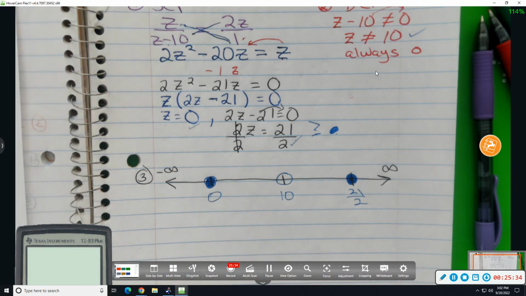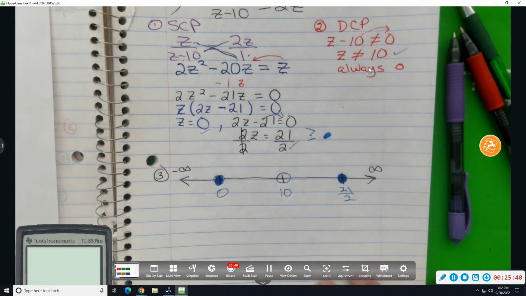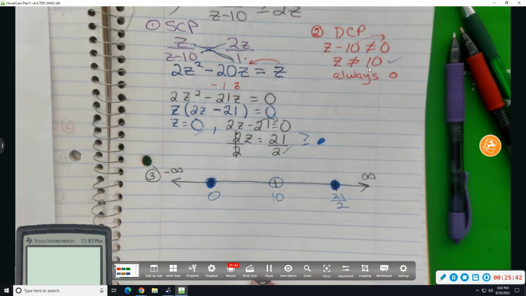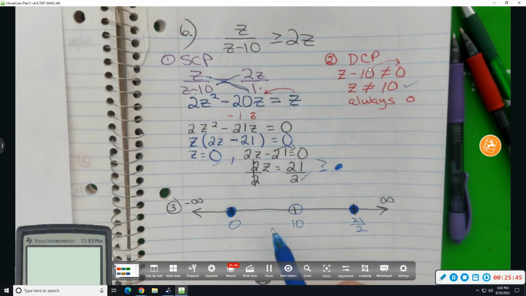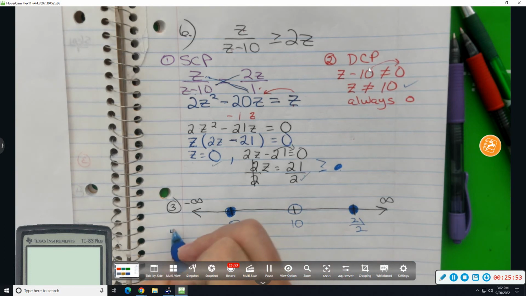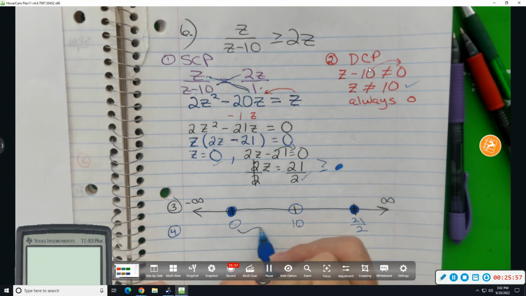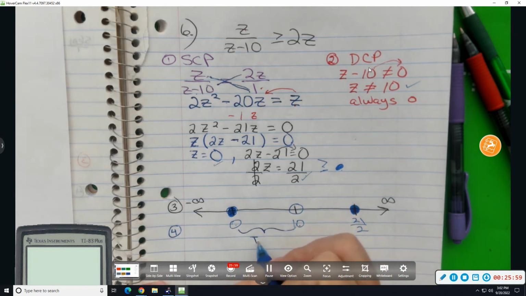Well, what's a number close to 0 that would be easy to plug in? I think 1, but you can use 5. You'd get the same thing. Actually, his idea of using 5 is a good one. Let's test 5. Make a note between where it lies. 5 is between 0 and 10. So we're going to test 5 right here.